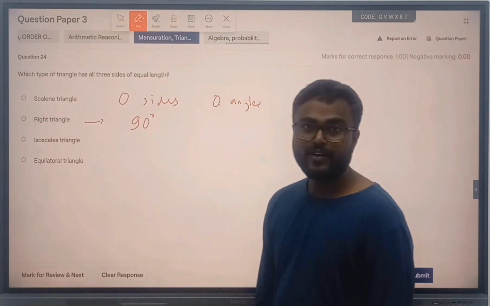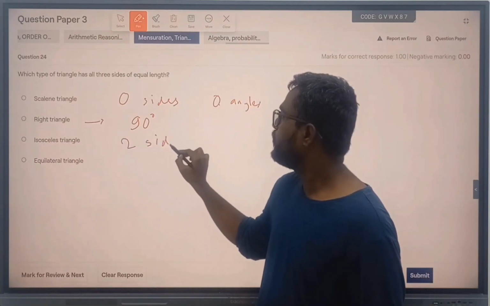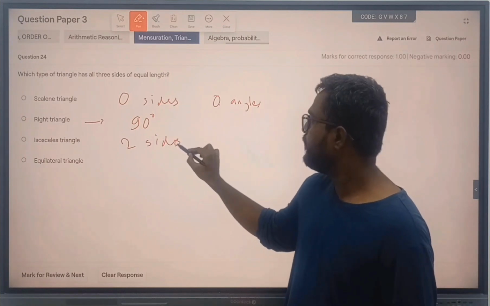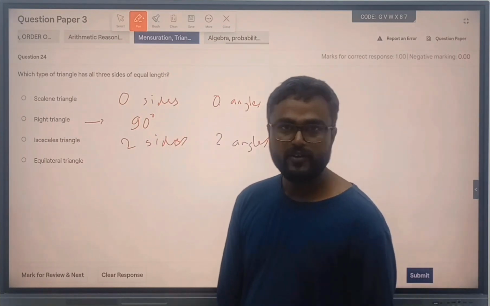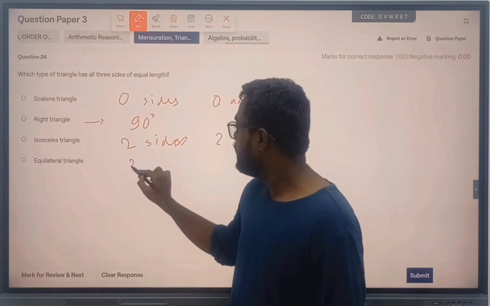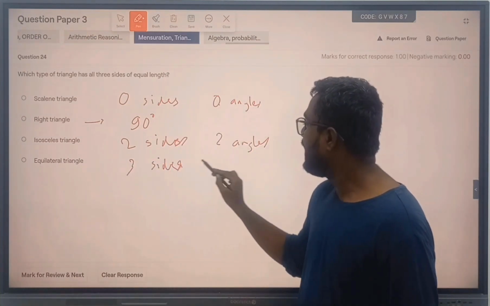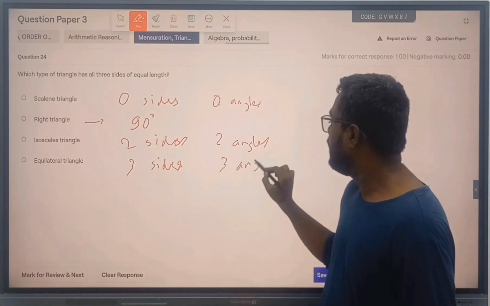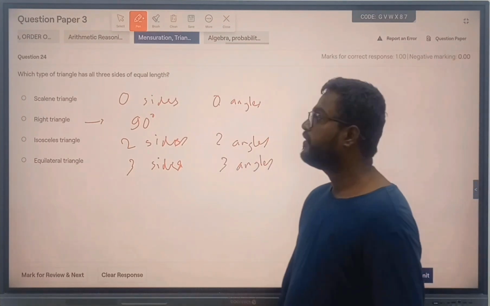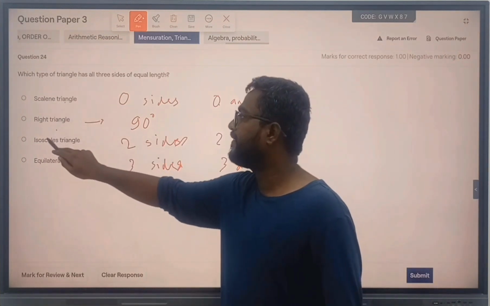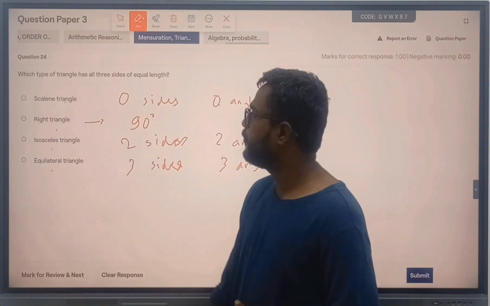Now, isosceles triangle. So isosceles triangle has two sides equal and two angles equal. Whereas equilateral triangle has 3 sides equal and 3 angles are also equal. I hope you understood the basic difference between scalene triangle, right triangle, isosceles triangle, equilateral triangle. Let me repeat it again for you.